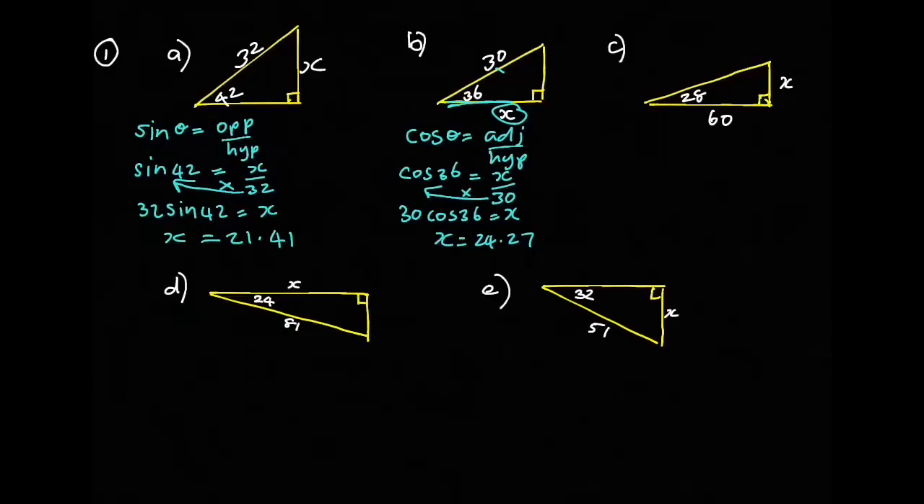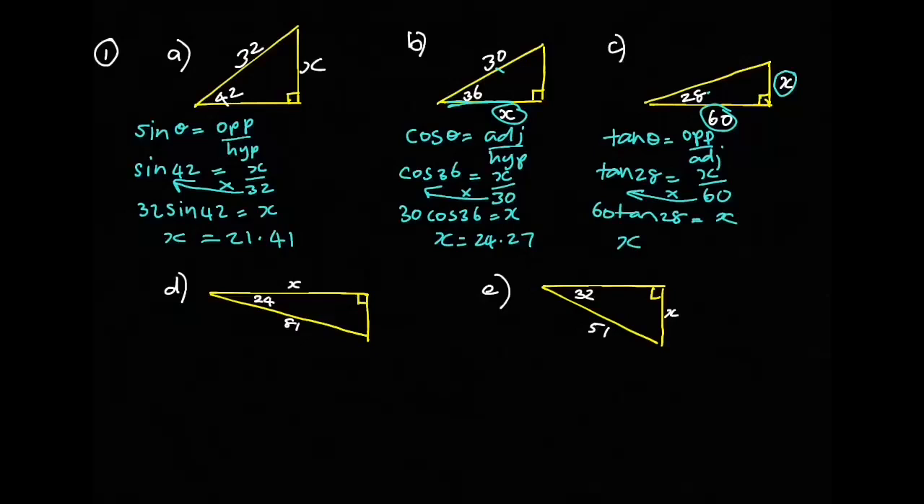Okay, for part C, we don't have the hypotenuse. This time we've got the opposite to the angle, and we've got the adjacent to the angle. So that's tan. So tan theta equals opposite on adjacent. So tan 28 is equal to x on 60. Bring the 60 over to multiply. 60 tan 28 equals x, and if you work it out on the calculator, that gives a value of 31.90.